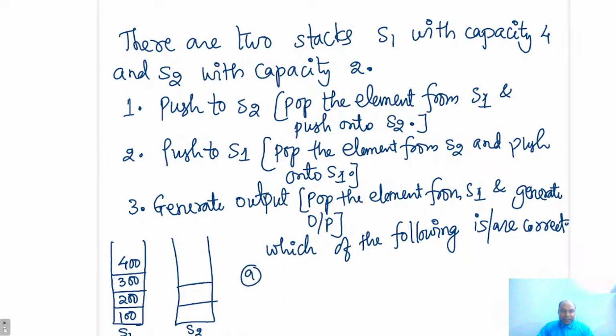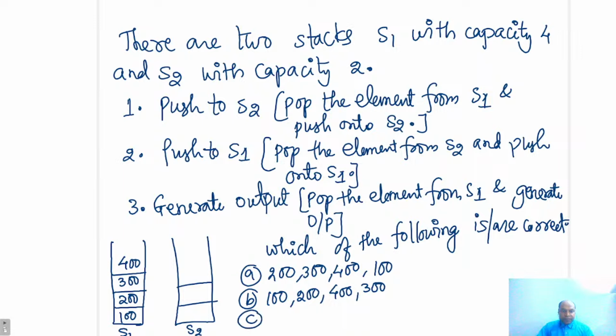Option A says that 200, 300, 400 and 100. Option B says that 100, 200, 400 and 300. Option C says that 400, 200, 100 and 300, and option D says that 300, 200, 400 and 100. Let's try to check it out.